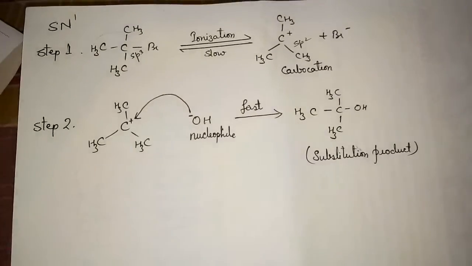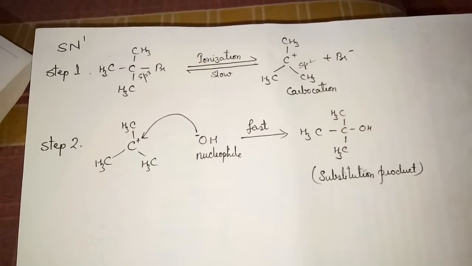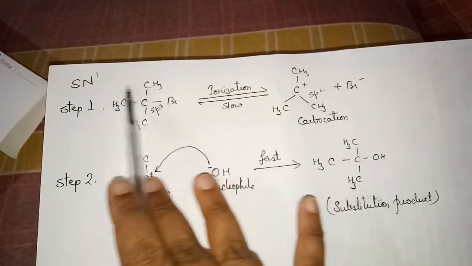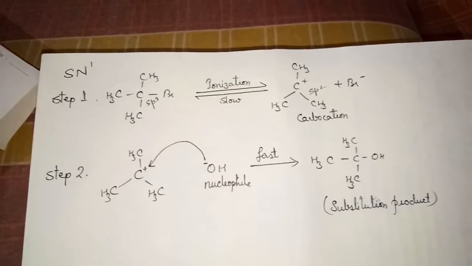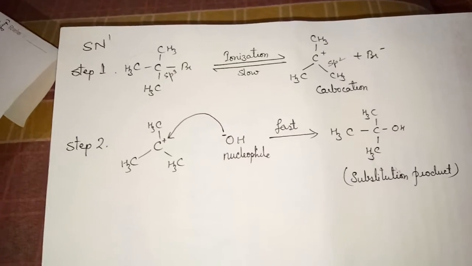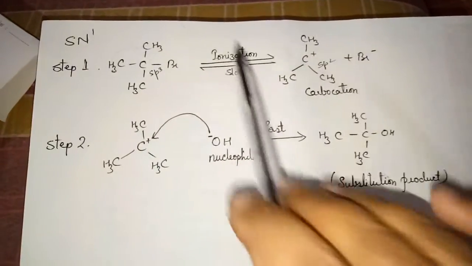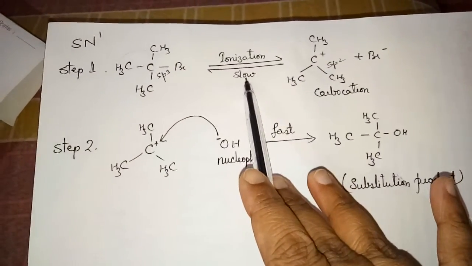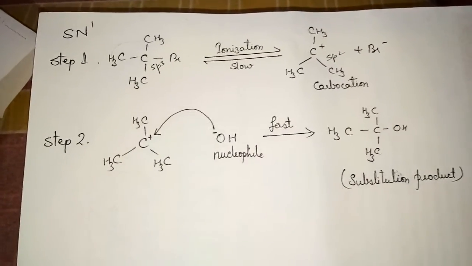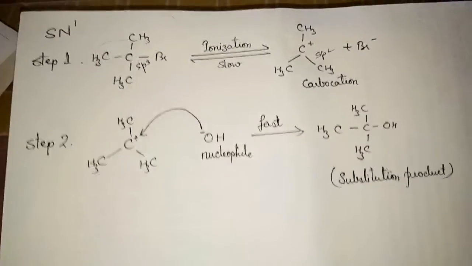SN1 reaction follows first order kinetics, means the rate of reaction depends upon only the concentration of the reactant, not at all dependent on the concentration of OH minus ion, that is the nucleophile. So the first step, as I have written here, is a slow step. What happens in the first step? It is reversible. Hence, it is the rate determining step of the reaction.